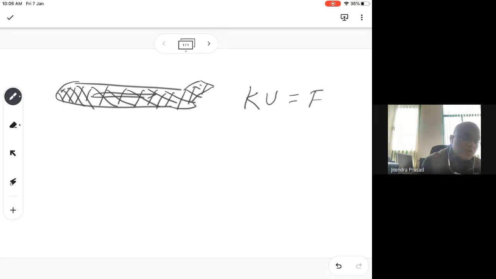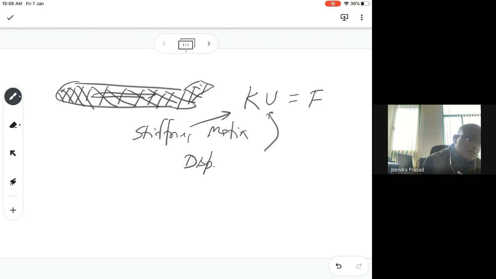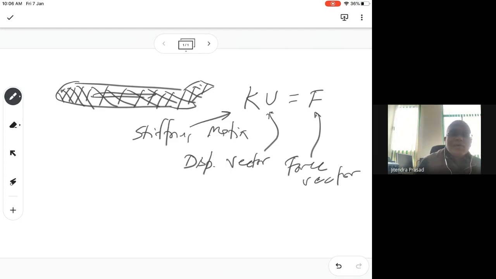We call it Ku equal to F, where K is the stiffness matrix, U is the displacement vector, and F is the force vector. Now the thing is how to build those matrix systems. So that is what the finite element method is all about.